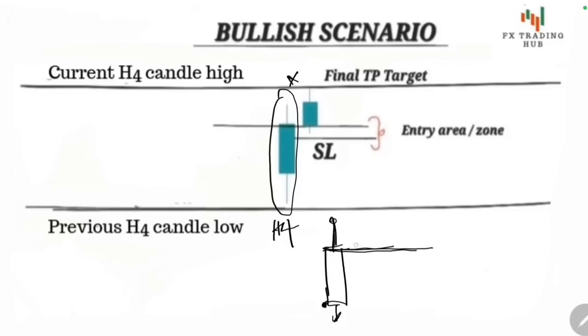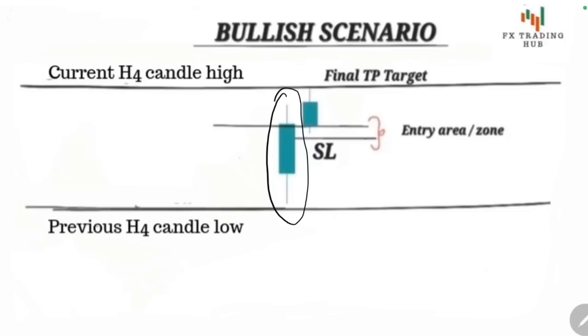So now once this H4 candle has finished its activity, the new H4 candle starts forming in the H4 time frame. What you need to do is to step down to lower time frame. This is your previous H4 candle here. So once this H4 candle has finished its activity and a new candle starts forming, you step down to lower time frame.